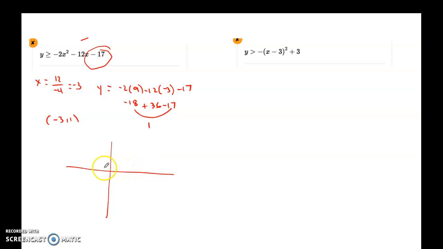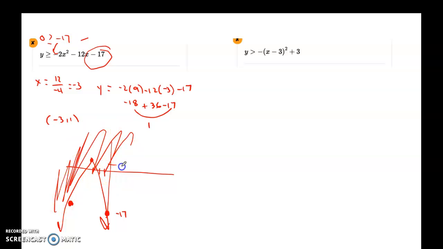So we're going to have negative 3, 1 as your vertex. Negative 17, which is somewhere down here. We'll say negative 17 is here. So on the other side, you're going to have negative 17 as well, which makes sense because a is negative, so it should go down. It includes it, it's an equal sign, so it's going to be a solid line. And test 0, 0. So 0 is greater than or equal to negative 17, and that's true. So again, we shade on the outside.